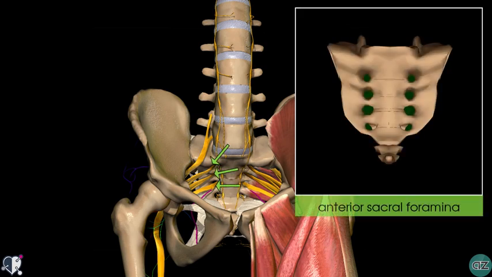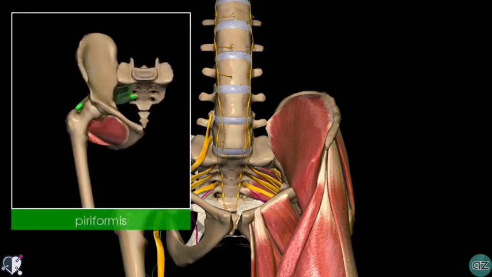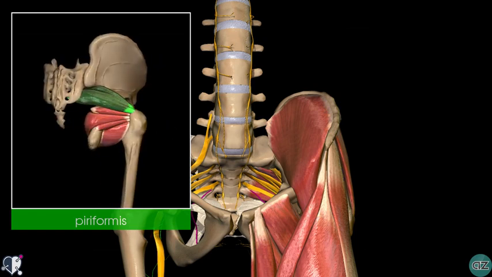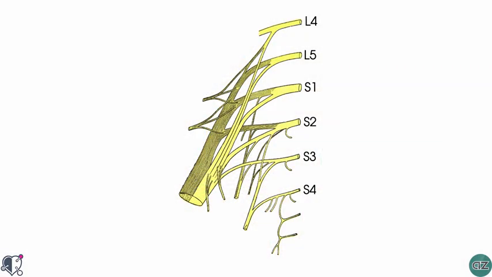They are joined by the 4th and 5th lumbar roots, which combine to form the lumbosacral trunk. This descends into the pelvis to meet the sacral roots as they emerge from the spinal cord. The sacral plexus is formed on the anterior surface of the piriformis muscle, which forms the posterolateral border of the pelvic wall. I've switched over now to a schematic of the sacral plexus, which we will use in conjunction with the 3D model.